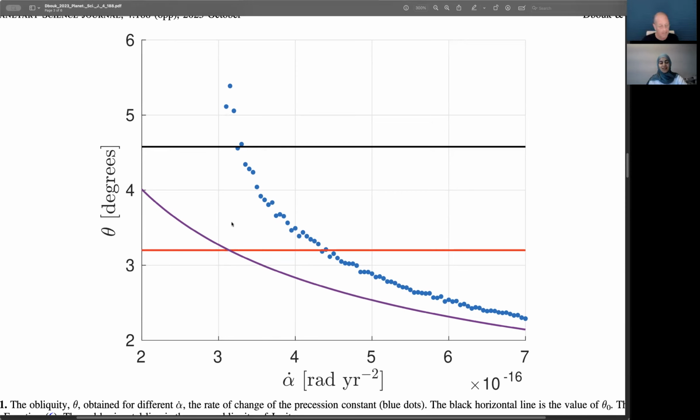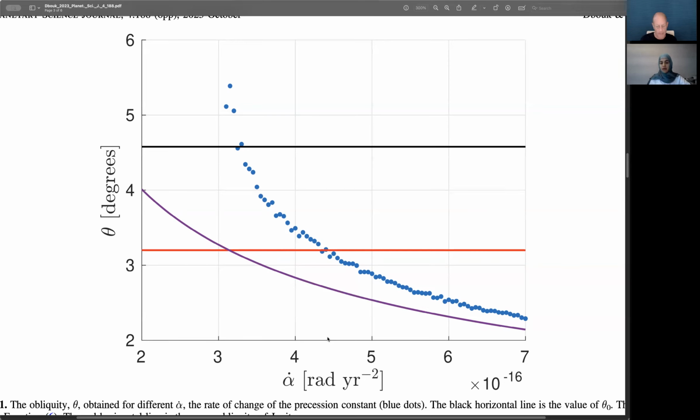And we find that it's actually in between the black curve and the purple curve. The equations were good approximations. And the red horizontal line is the present obliquity of Jupiter. And that's what we're trying to explain. So basically the intersection of the blue dots with the red line is exactly what we need. It's going to provide us the value of alpha dot, which is about 4.5 or 6 times 10 to the minus 16 radians per year squared.